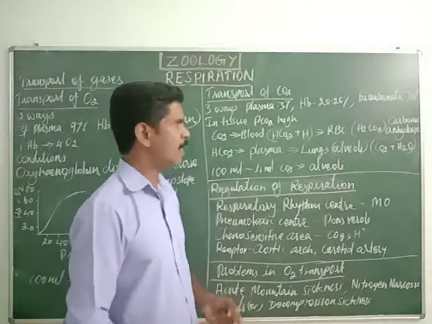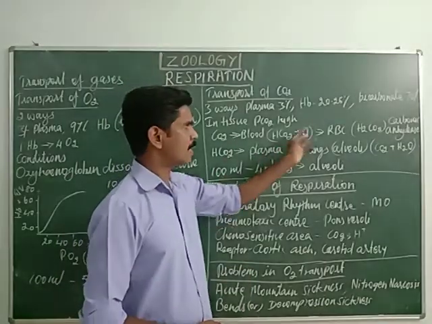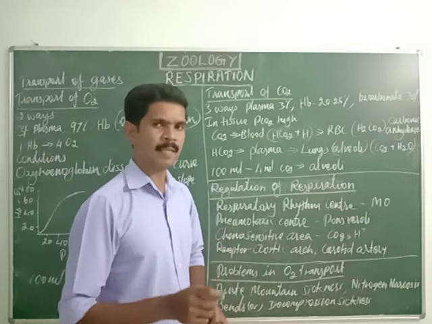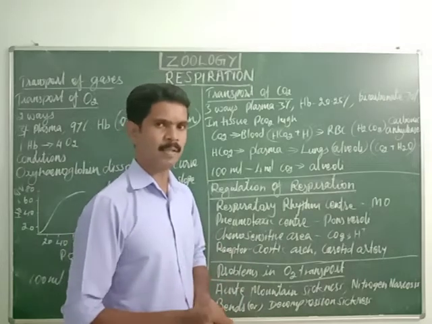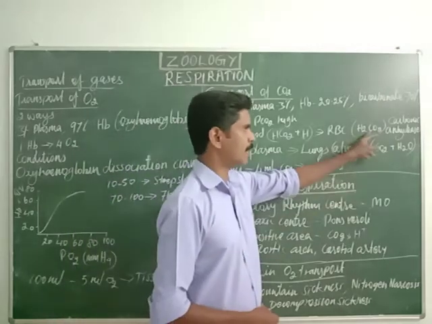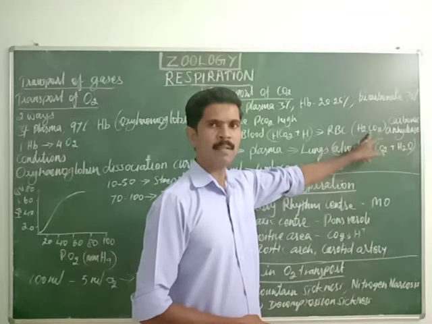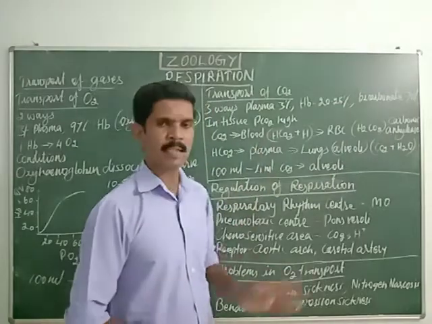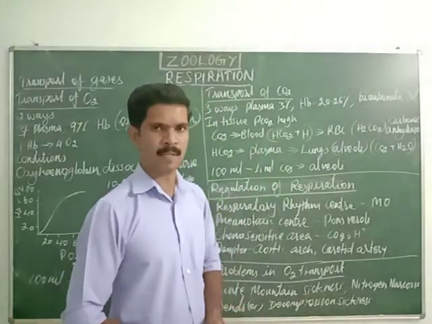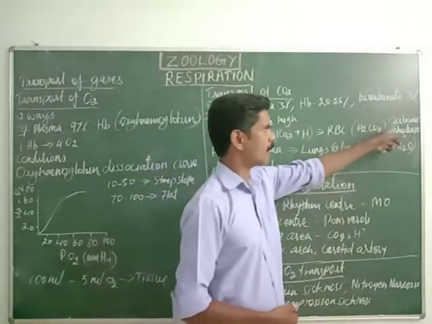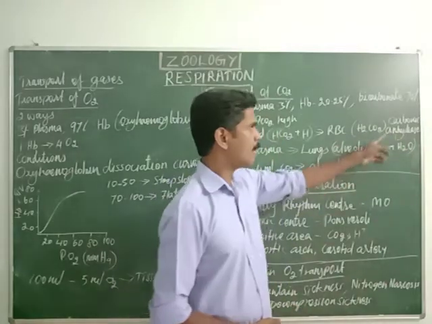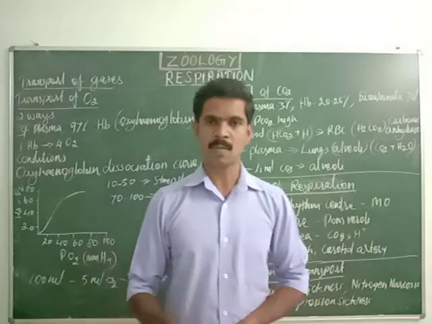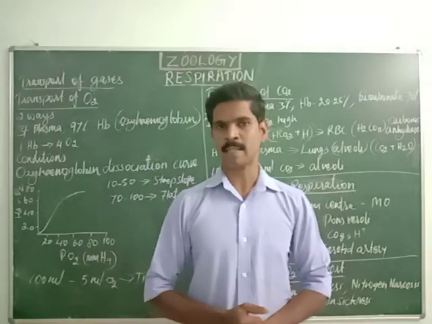Then when this carbon dioxide enters the RBC, inside the RBC the carbon dioxide combines with water and forms carbonic acid. These reactions are catalyzed by a special type of enzyme called, sorry, carbonic anhydrase. So carbonic anhydrase plays a very important role in the transport of carbon dioxide.